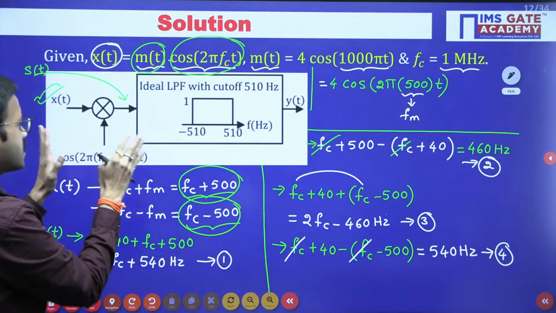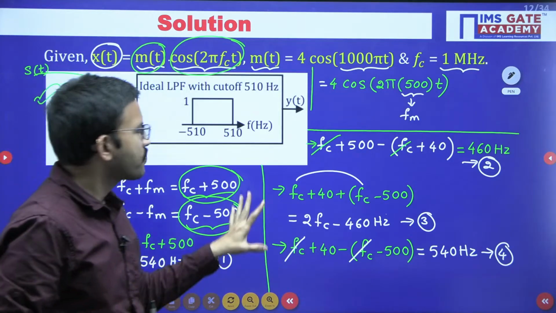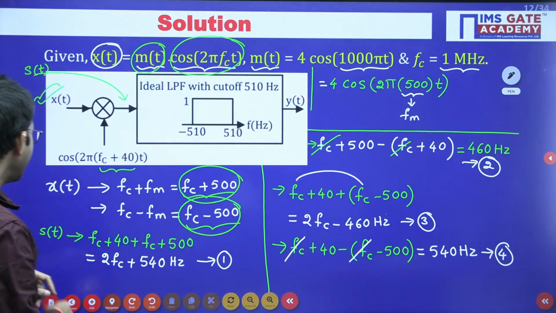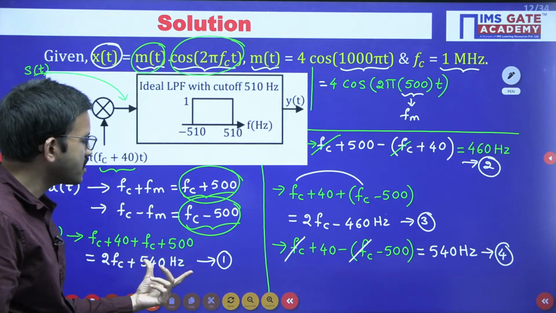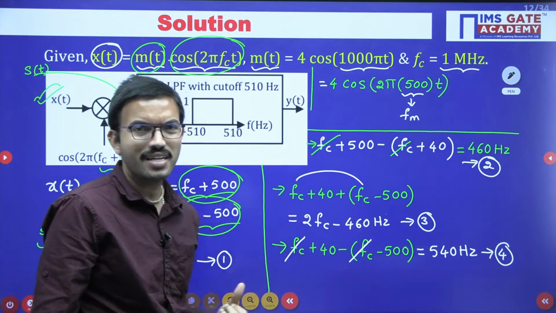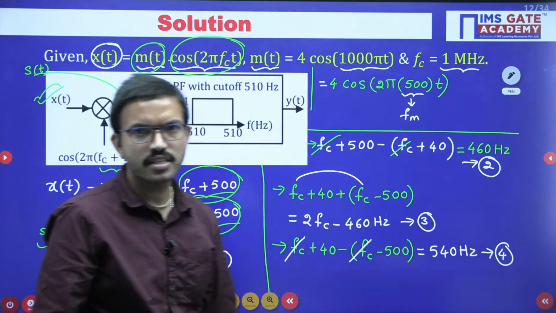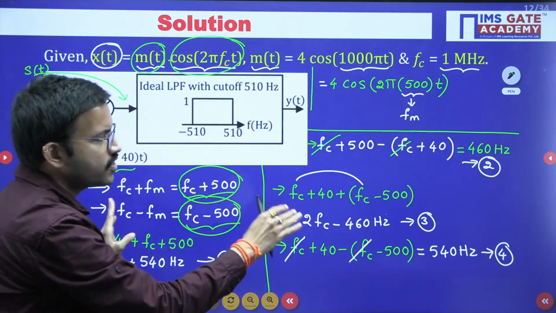So in this given block diagram, at the output of this multiplier, we are getting a signal s of t which has 4 frequencies. 2fc plus 540, that is one frequency. 2fc minus 460, that is another frequency. 460 is one frequency, and 540 is another frequency. This particular s of t has 4 frequencies.